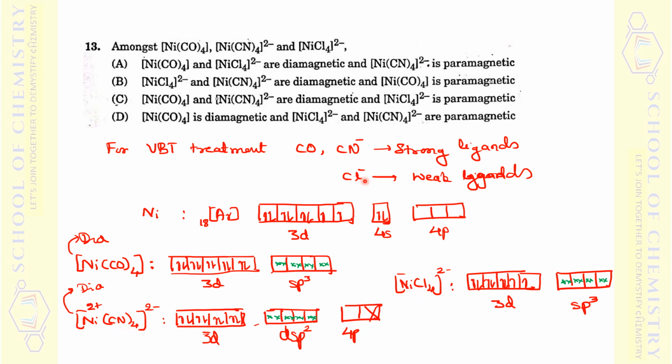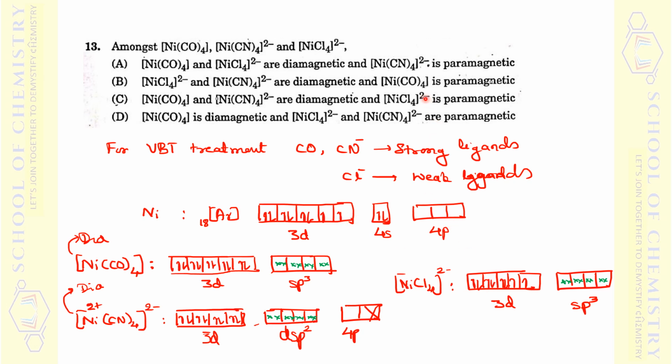Chloride is considered to be weak. When we consider it as weak, these two electrons will not be available in the 2+ state. So in NiCl4 2-, it will be Ni in the 2+ state. So these two will not be there in the beginning itself. Now these two are present.